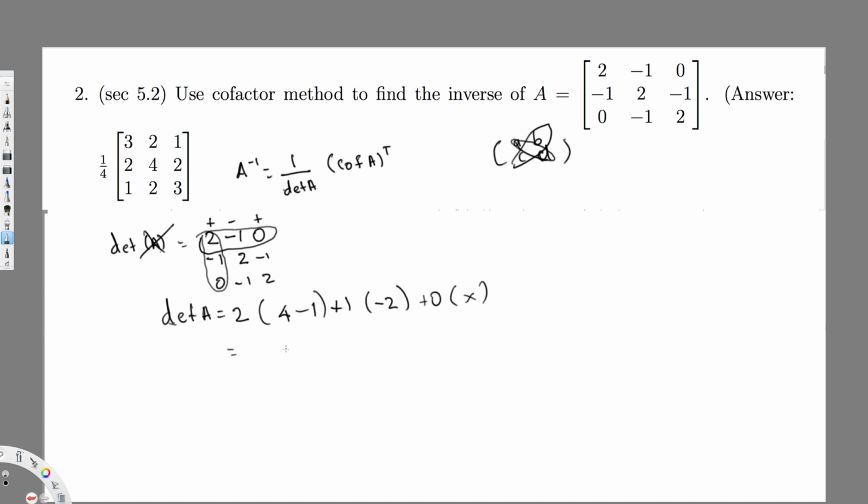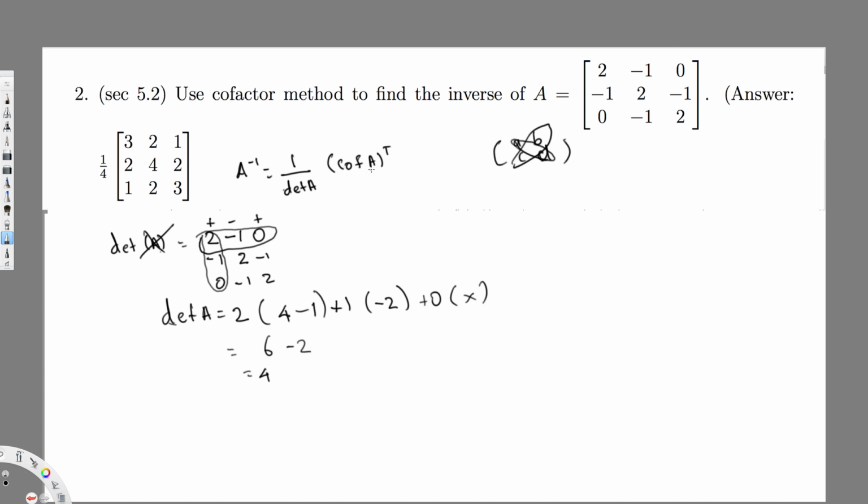So it's going to be 2 times 3 is 6, plus 1 times -2 is -2, so 6 minus 2 is 4. So determinant A is 4, so this is going to be 1 over 4. That's how they got 1 over 4. So that's what we have found out.